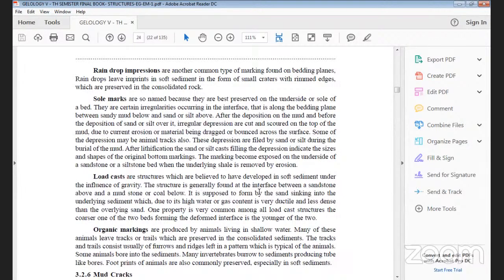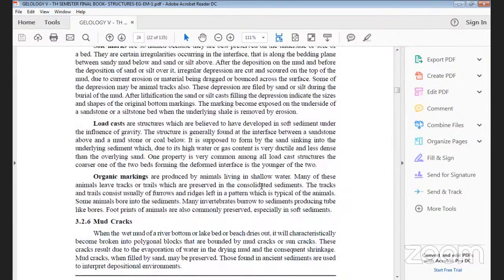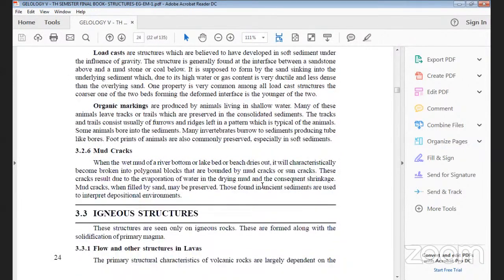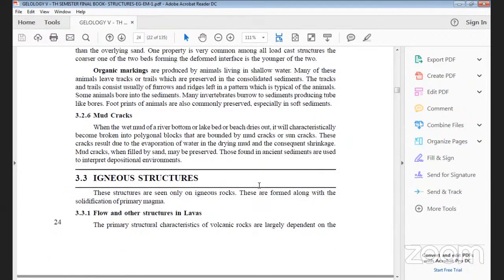When a sandy deposit or sandy mud is available at the time, we will get the raindrop and the sole marks also. And some organic markings we may also find, produced by the activity of animals, and we may find the same in shallow water and mud flats. These mud flats you may find on the river bottom, lake beds, or where the beach dries out.